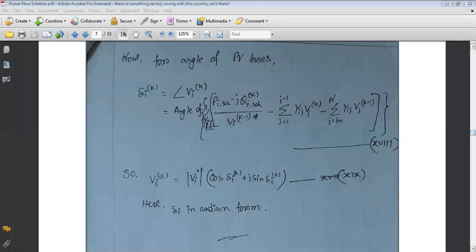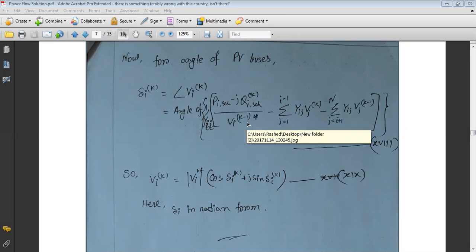Now we need to determine the angle actually. So this is the equation. For this equation, if I want to calculate the angle of bus 3, then there should be del 3. And if it is del 3, then this equation, that is P3 minus jQ3 divided by V3 conjugate.